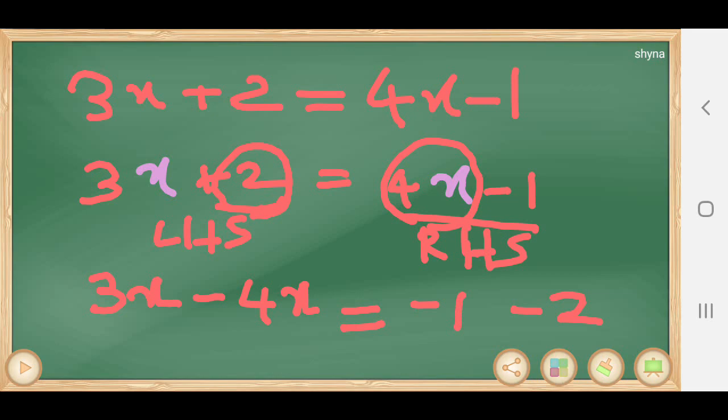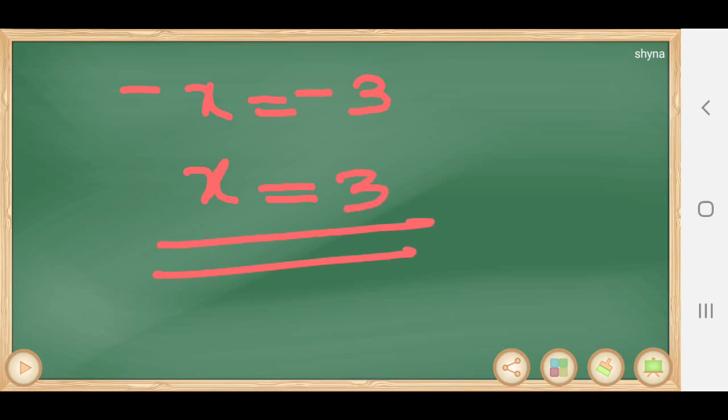Now we can write 3x minus 4x equal to minus 1 minus 2. What is 3x minus 4x? 3 minus 4 is minus 1, so minus 1x. And what is minus 1 minus 2? Minus 3. Minus 1x is the same as minus x. So minus x equal to minus 3. Both are negative, so x equal to 3. Okay, dear children, we got the answer x equal to 3.